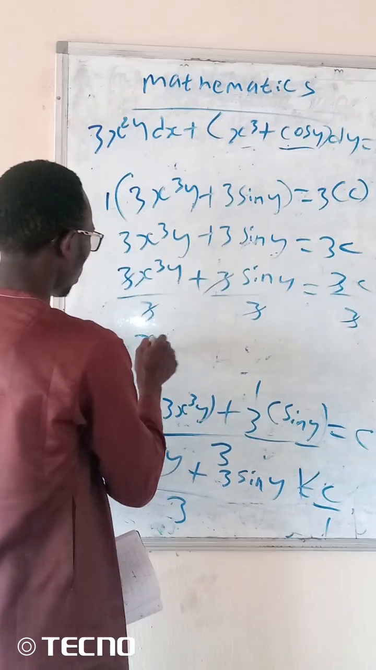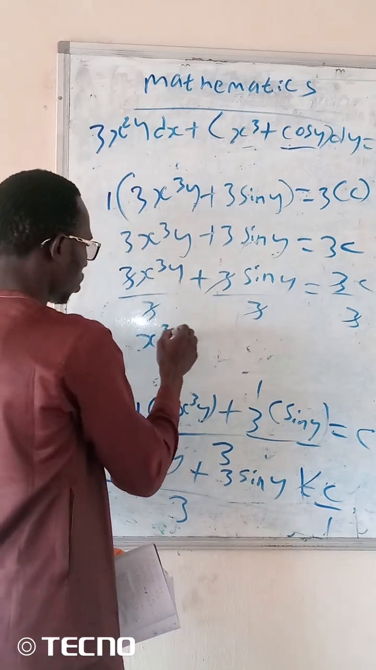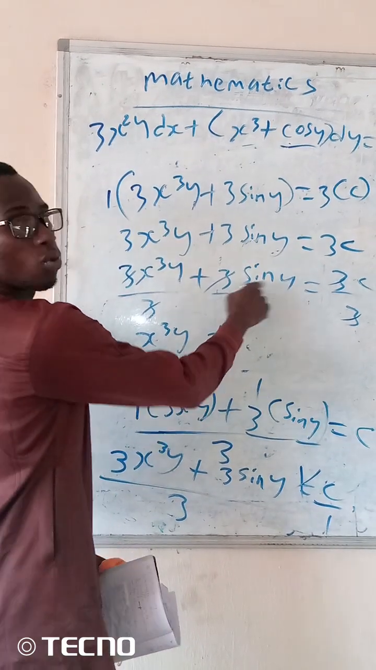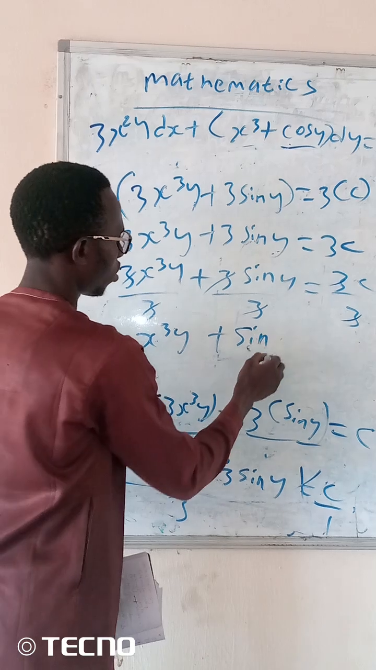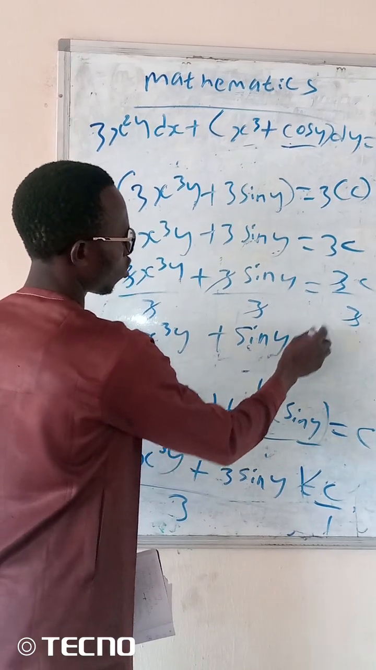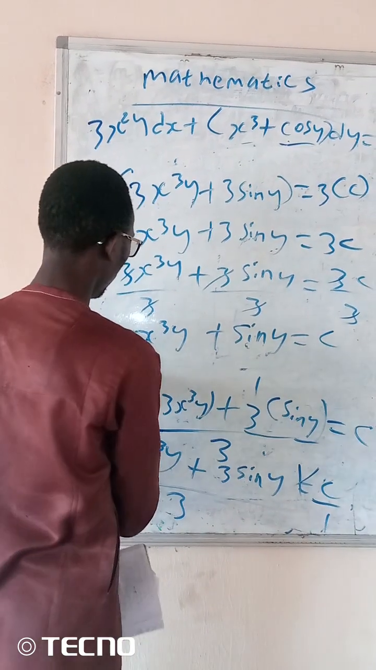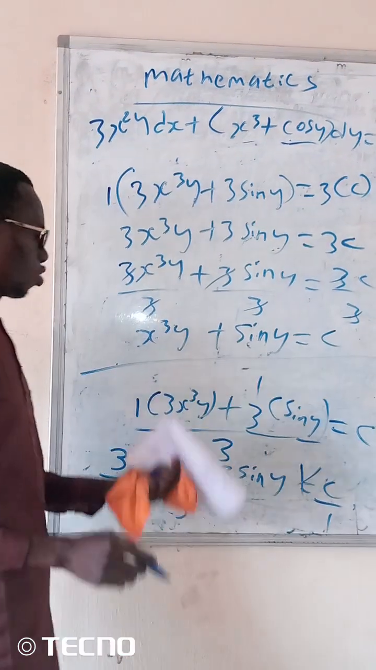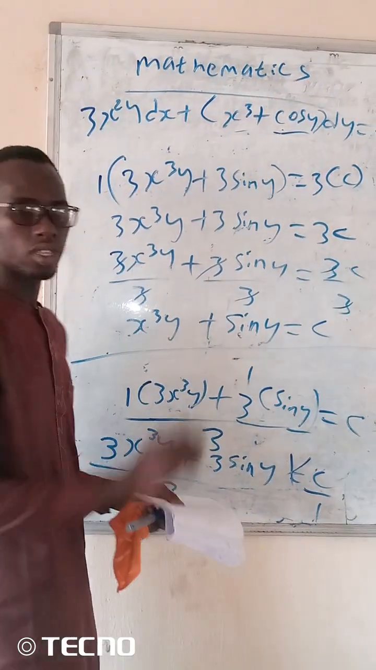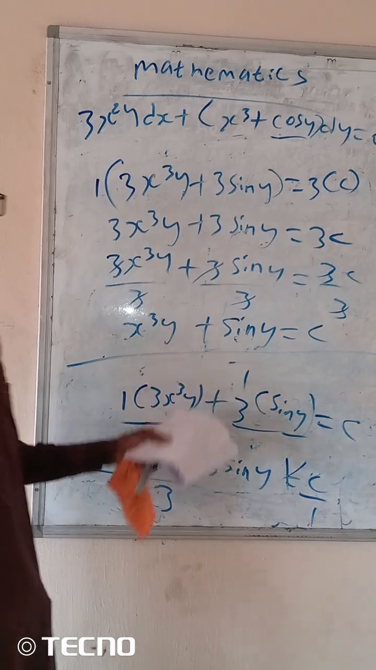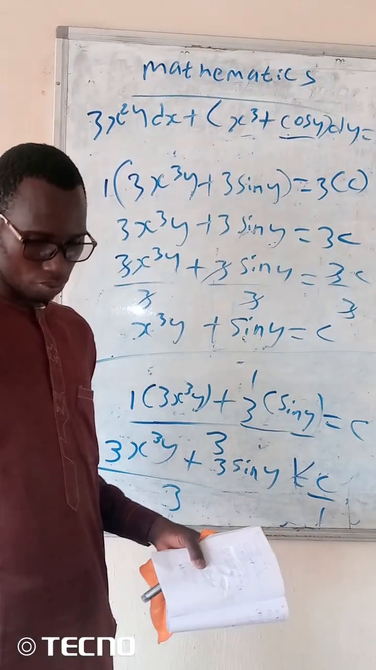So we have x²y plus sin y equals our constant. So this is the final solution to this problem. We have successfully solved it, and this is the solution.